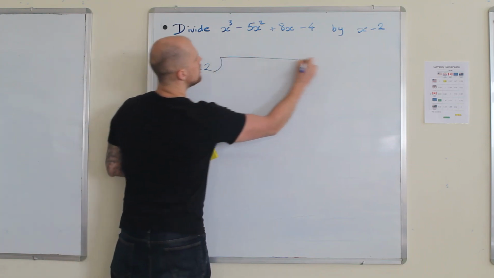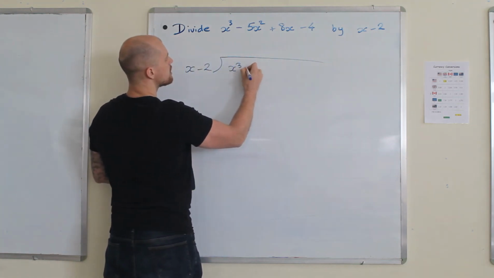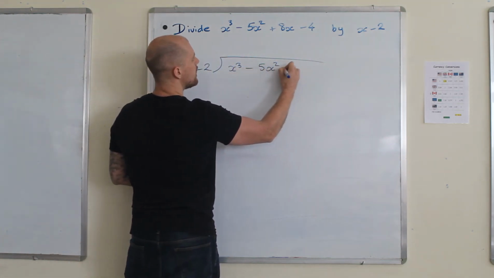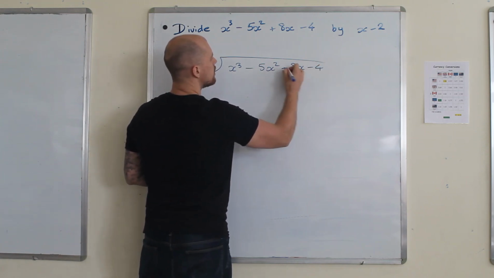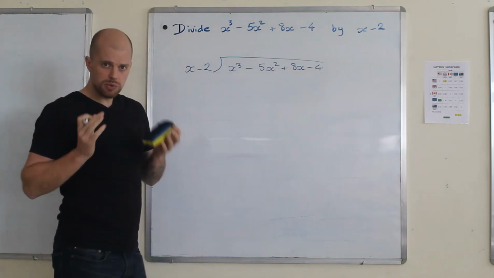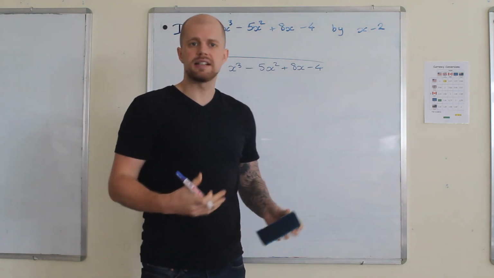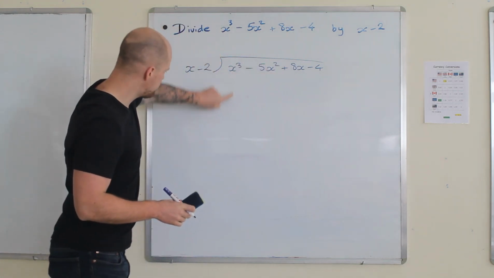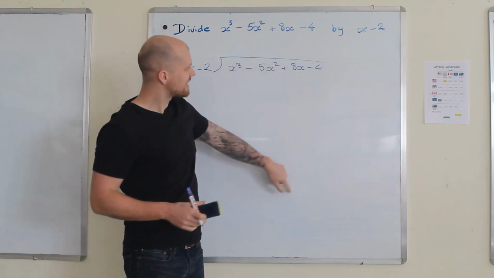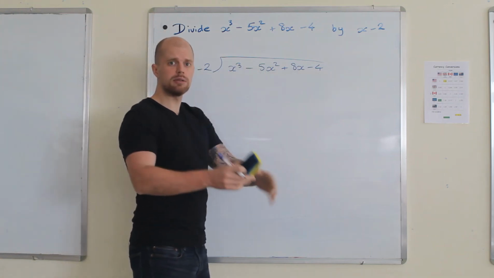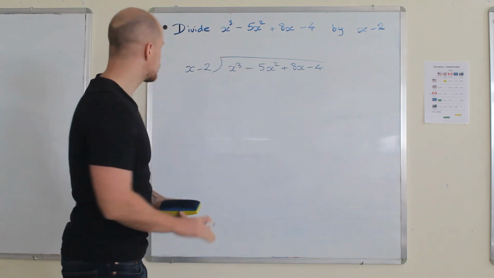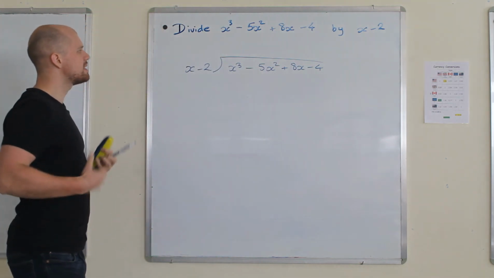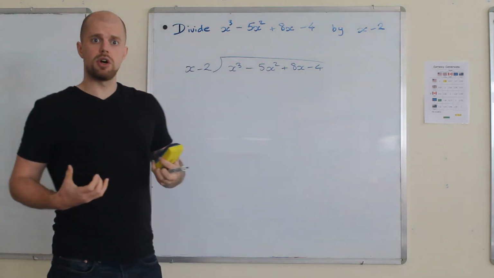x minus 2 into x cubed, minus 5x squared, plus 8x, and minus 4. Now what's really important with these, especially when we get into the next example, is that we keep everything in a straight line. So x cubed in a straight line, x squared, x's, and numbers. Even if you don't have any of them, keep it in a straight line, okay? Now this is basically a more complicated version of long division.